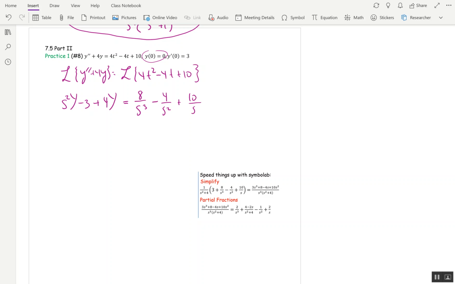All right, and now let's isolate big Y over here. We've got big Y times s squared plus 4, and that equals 3 plus 8 over s cubed minus 4 over s squared plus 10 over s, which I'm going to write as a single fraction. Big Y times s squared plus 4 is, okay, so the common denominator is s cubed.